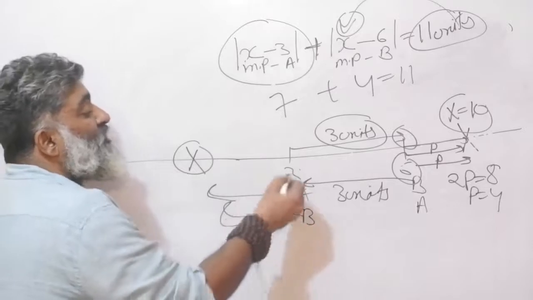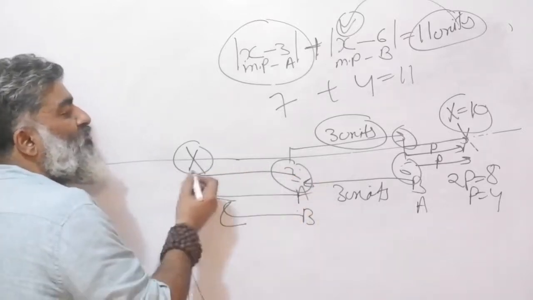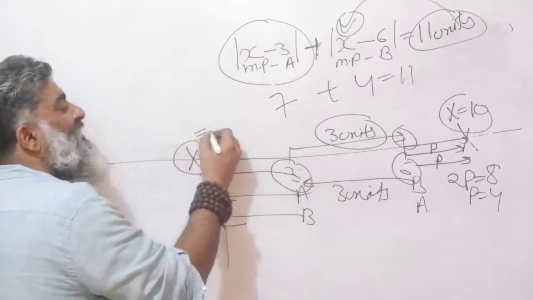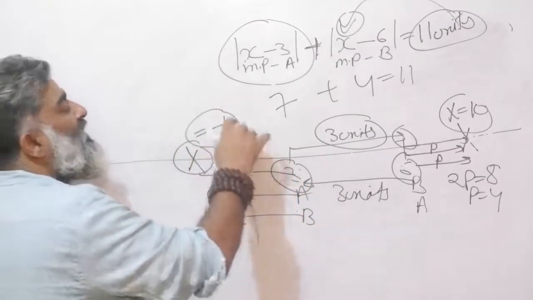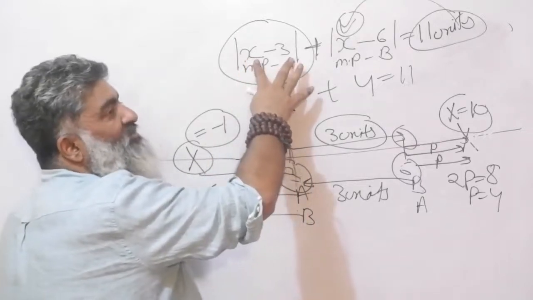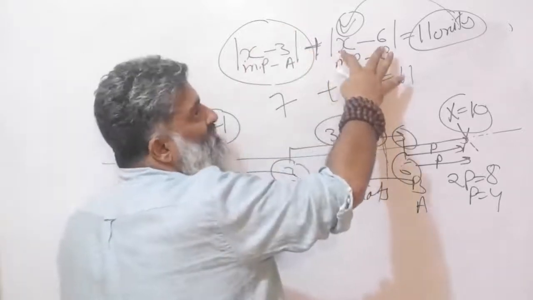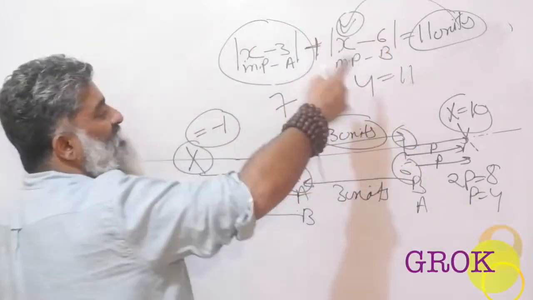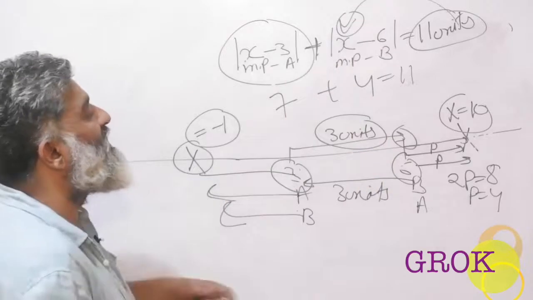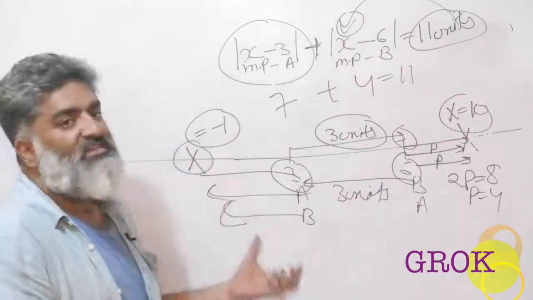So 4 units from where? From this point of 3. So from 3, if you go 4 on this side, you will get X is equal to minus 1. Try it out. Put minus 1 here. Minus 1 and minus 3 gives you a minus 4, which becomes a 4. Minus 1 and minus 6 gives you a minus 7, which becomes a 7. 7 plus 4, once again you will get 11 only, right? So this is our method.